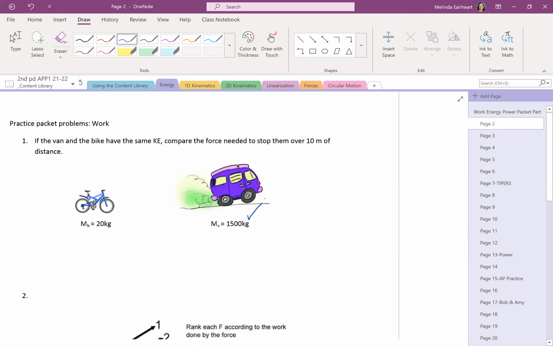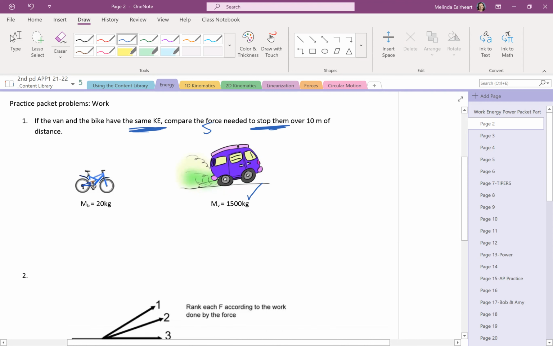And then we have a bike with 20 kilograms. So notice, very different mass. It says if the van and bike have the same kinetic energy, compare the force needed to stop them. Stop them, what do we know? It's going to slow down. There's got to be a negative work to slow it down. But it also tells us final velocity or final speed would be 0. And it says over 10 meters of distance.